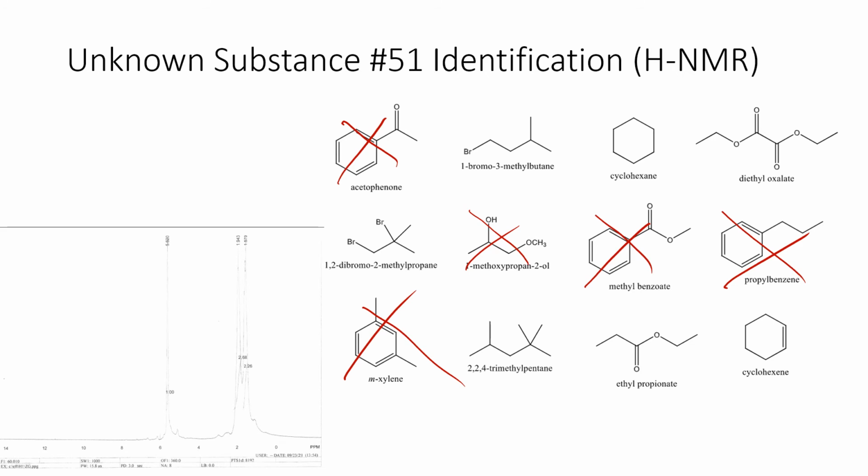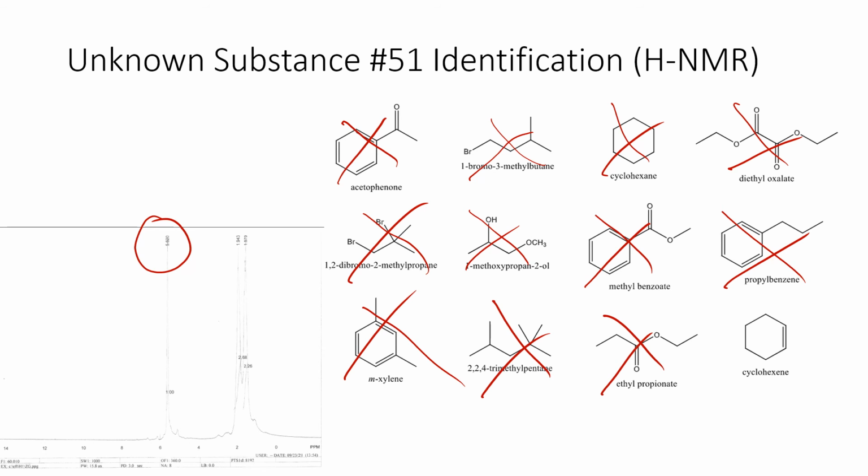Since the first peak is located at 5.62 ppm, this indicates a proton that is bonded to an alkene. This means there must be a C double bonded to a C within our molecule. This eliminates this molecule, this molecule, this molecule, this molecule, this molecule, and this molecule, leaving the only possible identification as cyclohexene.